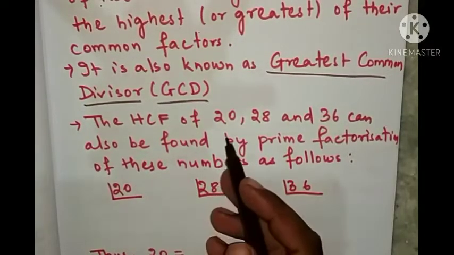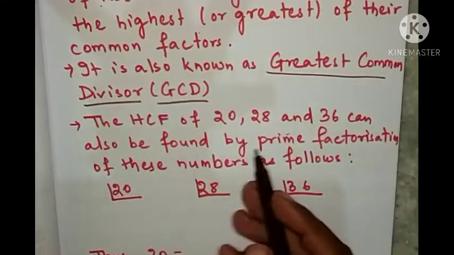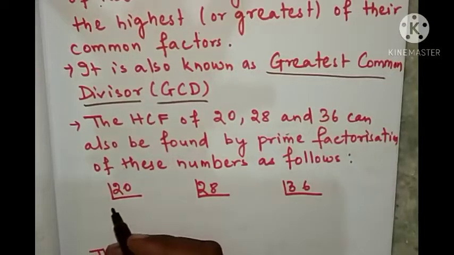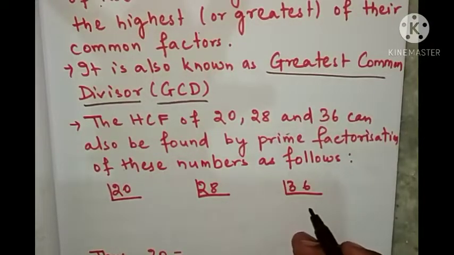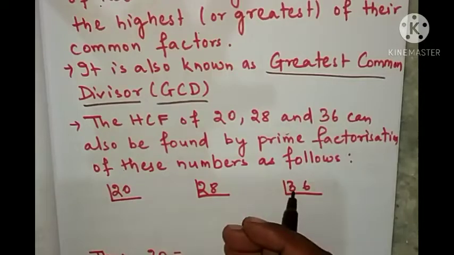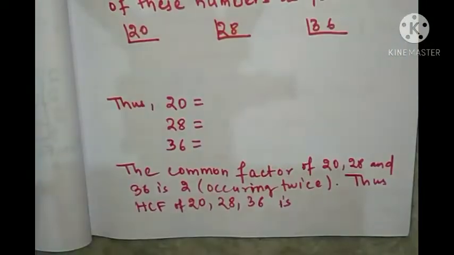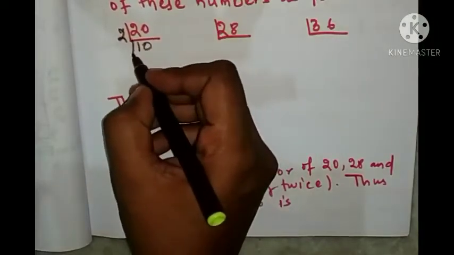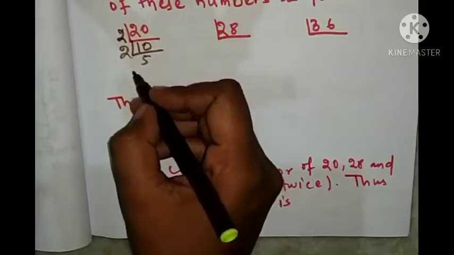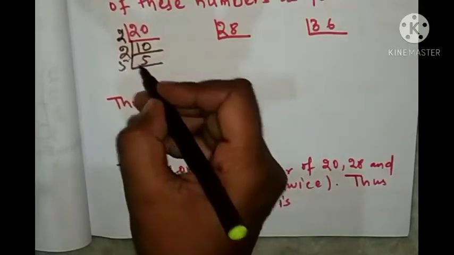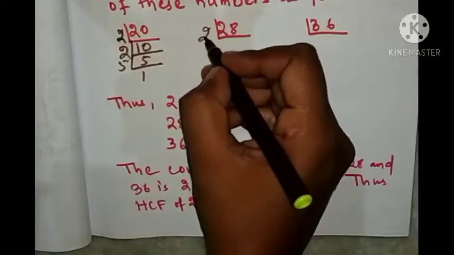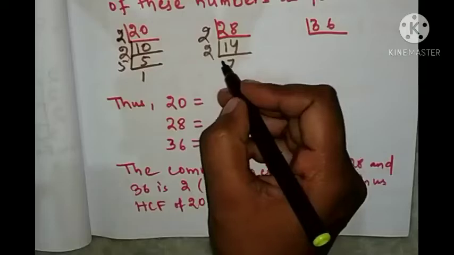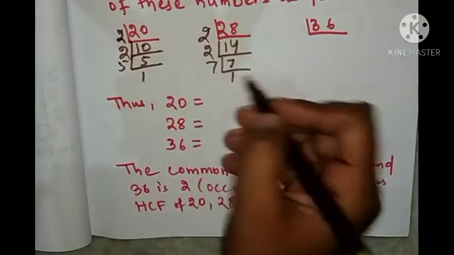The HCF of 20, 28 and 36 can be found by prime factorization of the numbers. Let's find it for 20. Start from 2: 2 times 10 is 20, then 2 times 5 is 10, then it is not divisible, so 5 times 1 is 5. Next 28: 2 times 14 is 28, then 2 times 7 is 14, then 7 times 1 is 7.